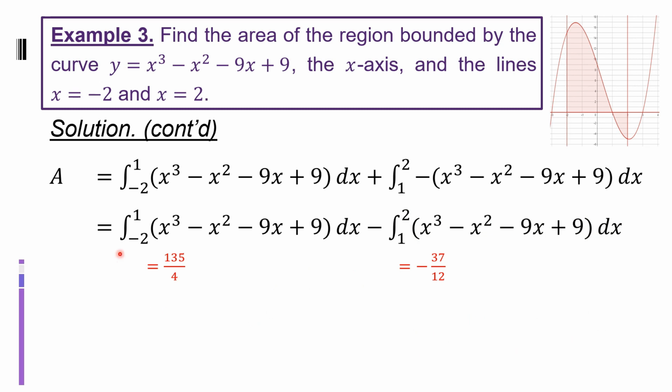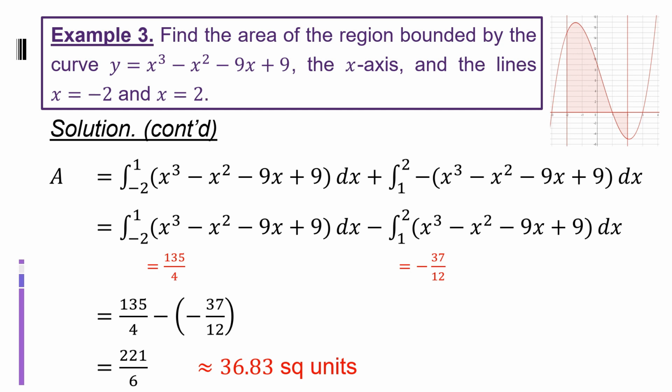So now we know that etong definite integral na to is 135 over 4. Etong definite integral naman na to is negative 37 over 12. So we now have 135 over 4 minus negative 37 over 12, or that is 221 over 6, or approximately 36.83 squared units.